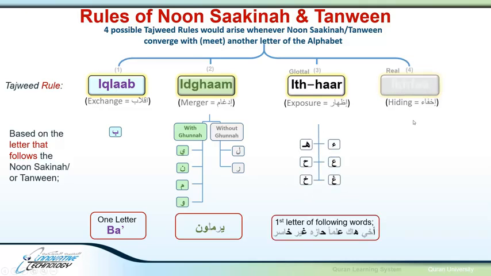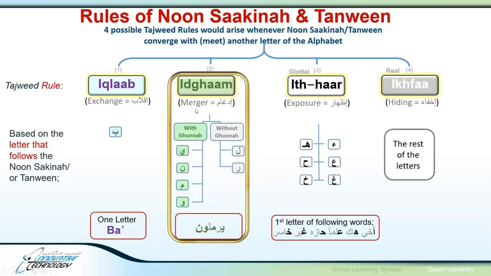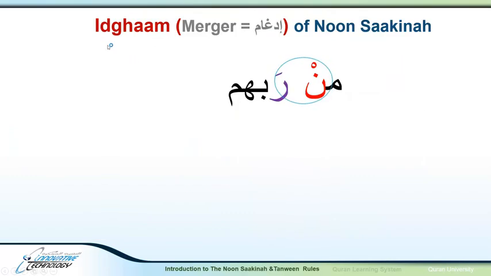And then we talked about Ikhfa, and we said that it would be related to the rest of the letters of the alphabet. In this lesson, we're going to concentrate on the Idghaam, and in particular, the Idghaam with Ghunnah element of the Idghaam of Nun Sakinah and Tanween. In the introduction to the rules of Nun Sakinah and Tanween, we gave an example on Idghaam.